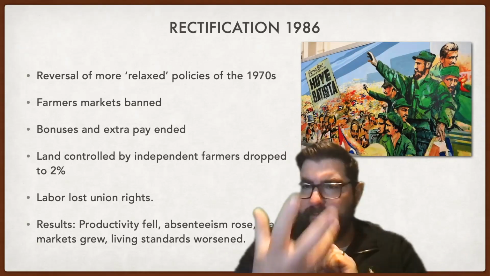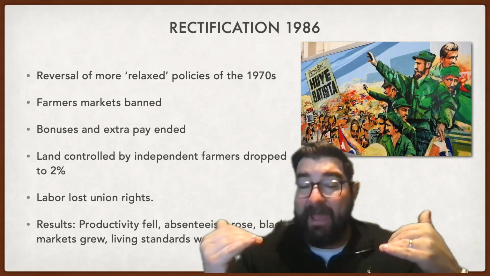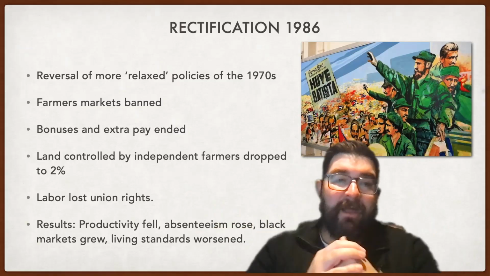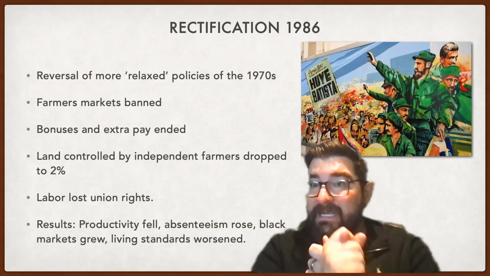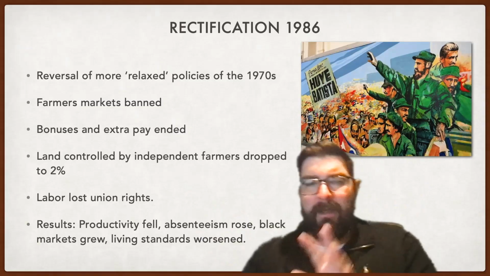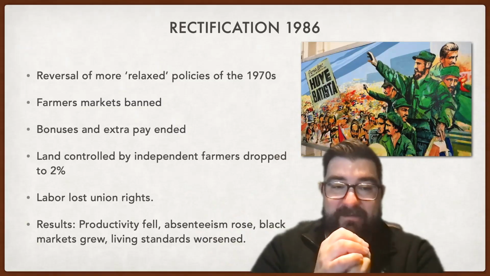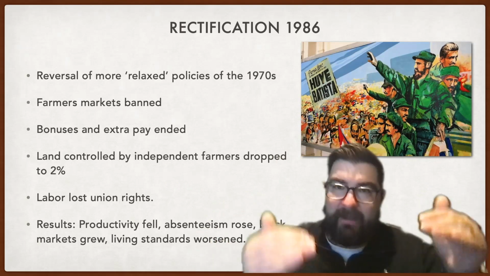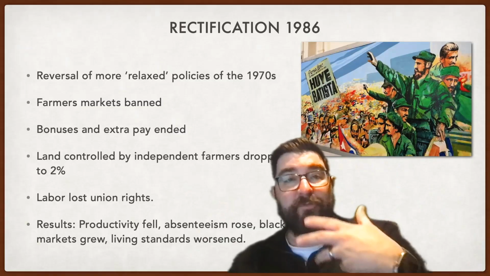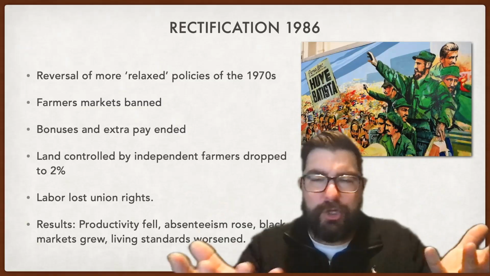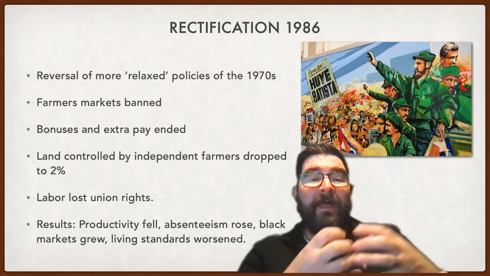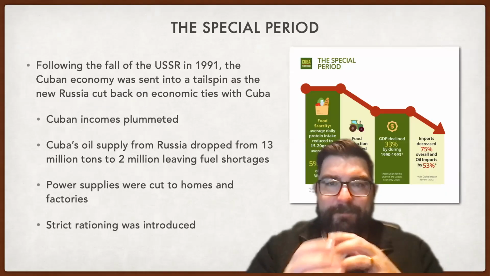Farmers markets where private farmers could sell their crops were banned. Those bonuses and the extra pay that had begun were ended. Land that was controlled by independent farmers would shrink to only 2% of all the land in Cuba. Labor unions lost more rights. The results of this: productivity falls, absenteeism rises, black markets will grow, black markets to buy goods that were illegal in Cuba and/or legally imported, and living standards will worsen.